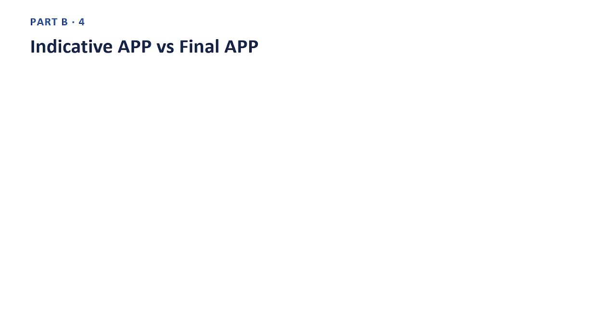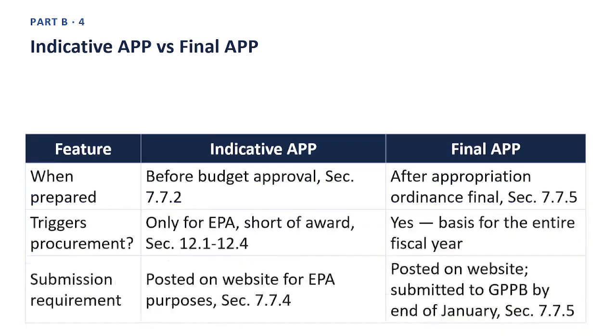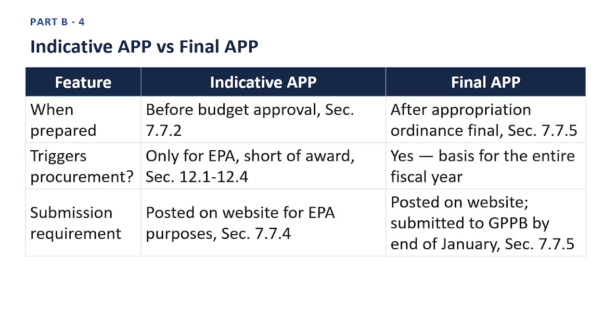Next slide. Indicative APP versus final APP. This table reads as follows. Feature, when prepared. Indicative APP, before budget approval, Section 7.7.2. Final APP, after appropriation ordinance final, Section 7.7.5. Next row. Feature, triggers procurement. Indicative APP, only for EPA, short of award, Section 12.1 to 12.4. Final APP, yes, basis for the entire fiscal year.